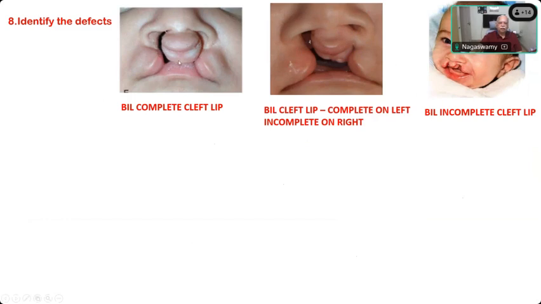And this is the premaxillary area. This is called the premaxillary projection. What is the importance of this premaxillary projection? It forms the philtrum.